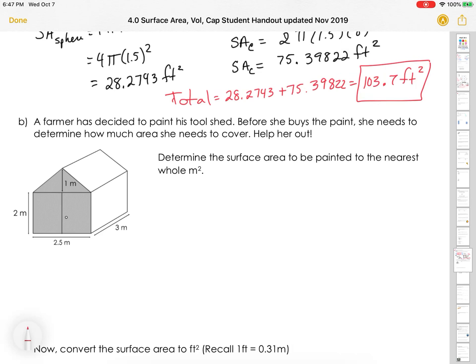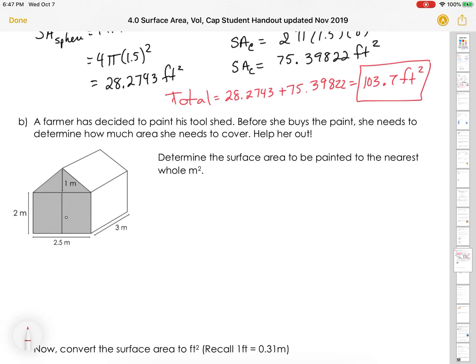So let's look at another one. A farmer has decided to paint his tool shed. Before she buys the paint, she needs to figure out what area she has to cover. Help her out. So we need to determine the surface area to be painted to the nearest whole meters. So we have to think about all the pieces that we have.